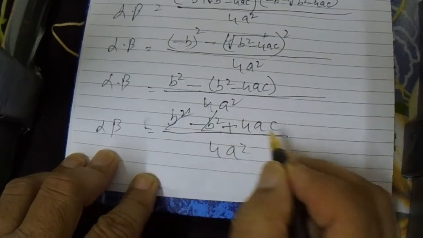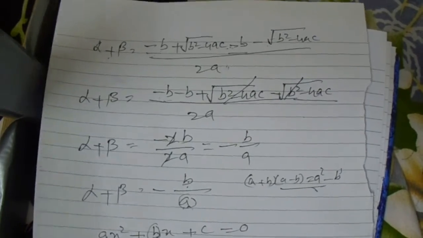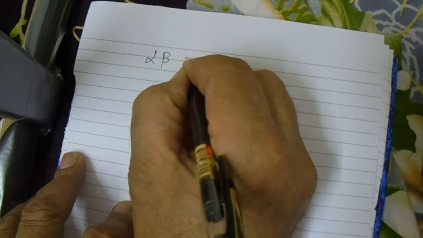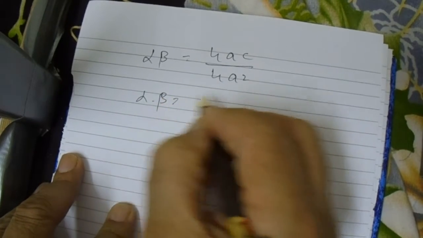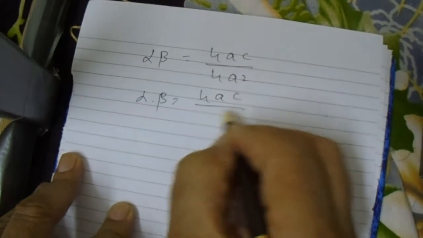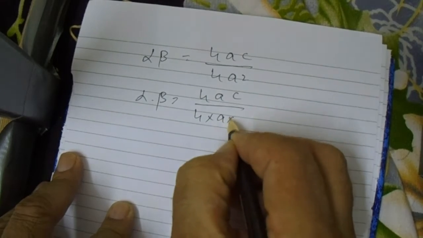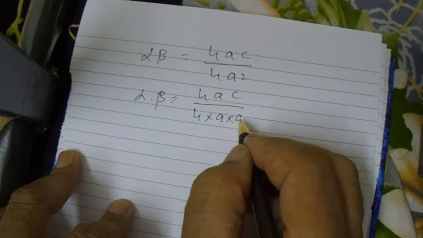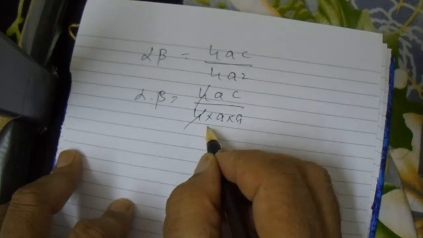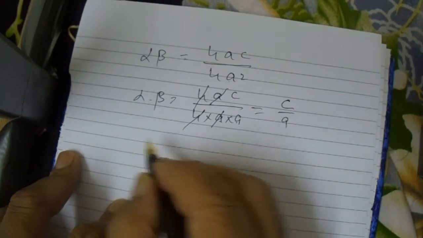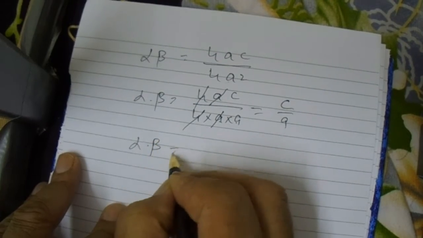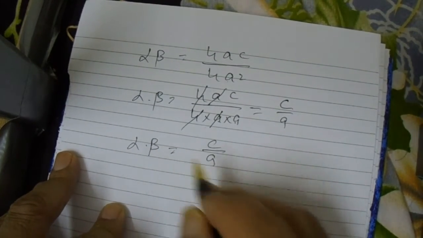Now this will cancel this and we have only alpha into beta is equal to 4ac over 4a square. Now again, alpha beta is equal to 4ac over 4 multiplied by a multiplied by a. It means we write a square is a multiplied by a. Now 4 is cancelled here and this a cancels, and now we have c over a. Now alpha into beta is equal to c over a. Now it is the product of the roots.